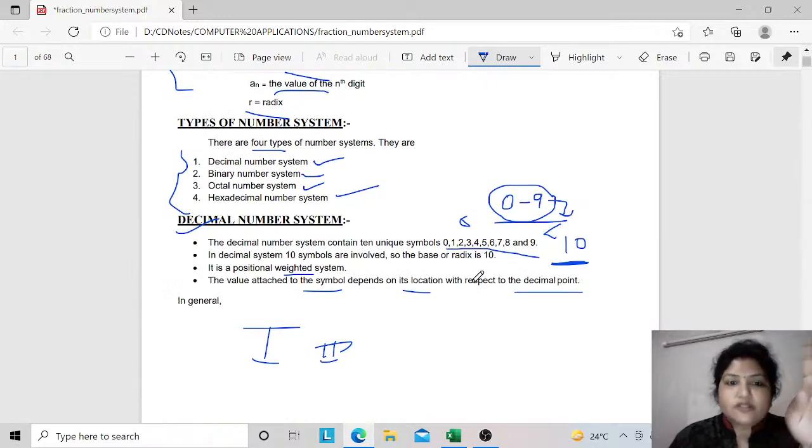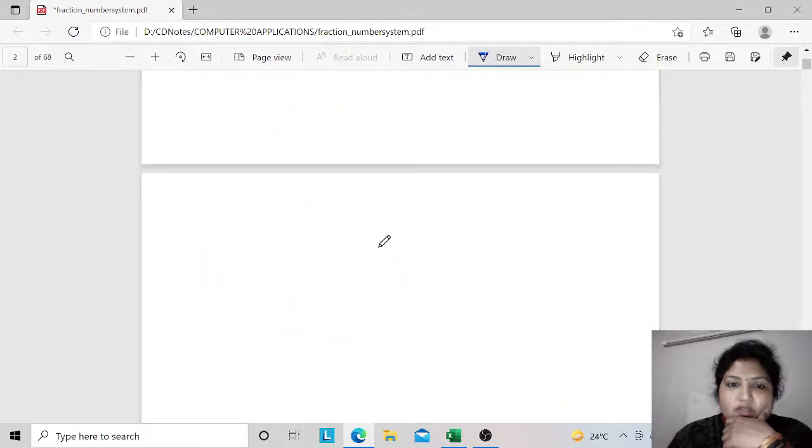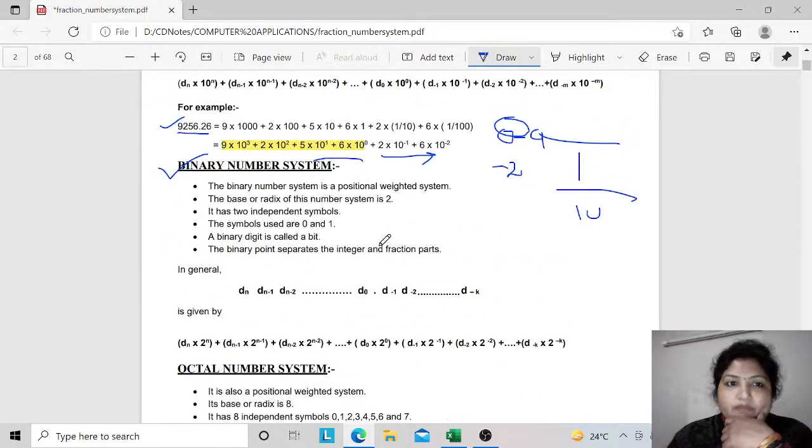The most important are two things. The first is what is your range of numbers. The second thing is what is the base of your number, right? So here we have the decimal number, so we have to use 10 as the base. Again, binary is a positional weighted system. It is not non-positional. The base of a binary number is 2.